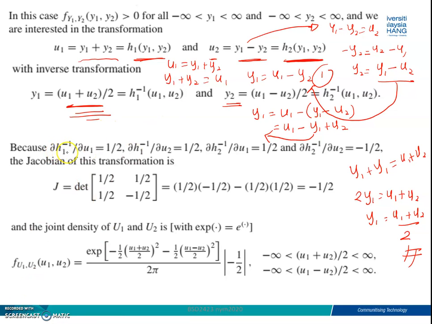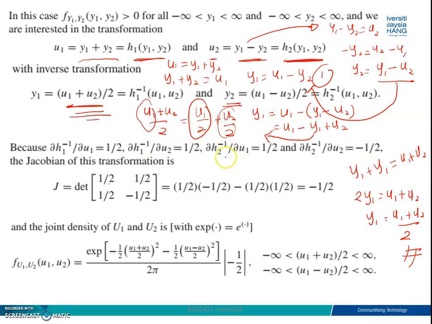Alright, if you look at this, you differentiate partially. Okay, so this one actually is your h1 inverse, isn't it? So I write it down like this, (u1 plus u2) divided by 2. When you differentiate this with respect to u1, you can break it down as u1 over 2 plus u2 over 2. Because you differentiate partially, with respect to u1, you get half. Similarly, differentiating with respect to u2, you still get half here.